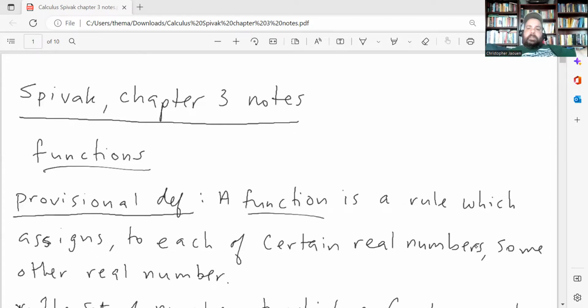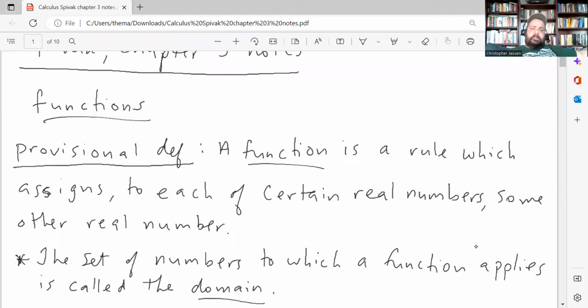He starts with a provisional definition here, which is a definition I'm sure everyone is familiar with from your algebra or pre-calculus course, and even in calculus courses at the level of Stewart, for example, the Stewart textbook gives a more intuitive definition of function. That is the one that he gives here. So I'm sure everyone's probably familiar with this.